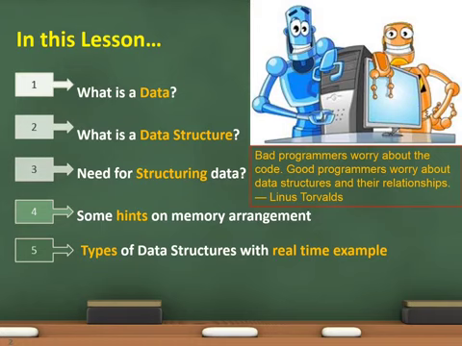Linus Torvalds says, bad programmers worry about the code. Good programmers worry about data structure and their relationship. This is because code alone is not sufficient. We need to deal with the data structure and their relationship for efficient coding.